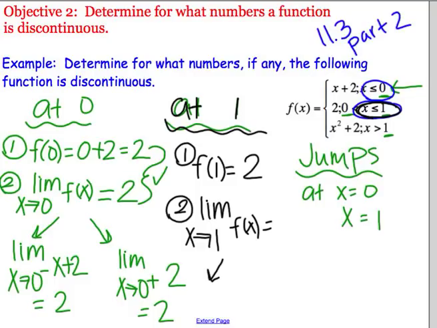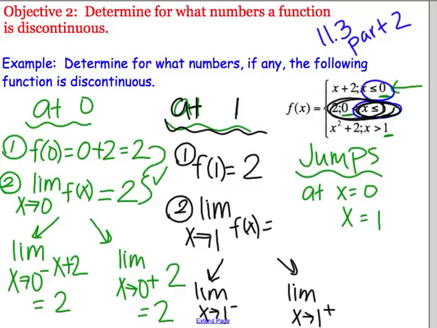Now, again, we'll have to split this into those two limits. The first from the left and the second from the right. When I look from the left side, numbers smaller than 1, I'm going to be here between 0 and 1, so it's going to be the function 2.